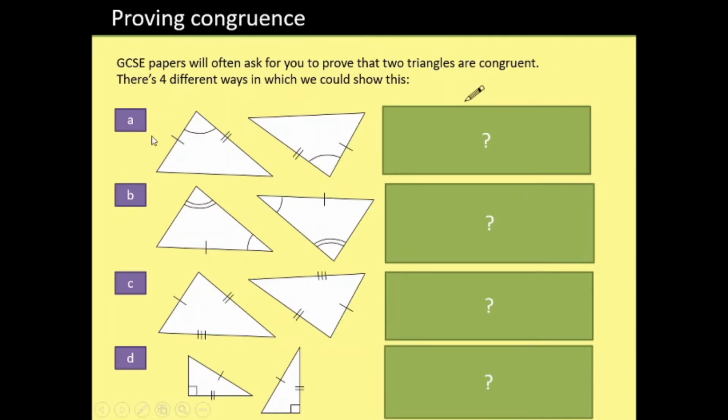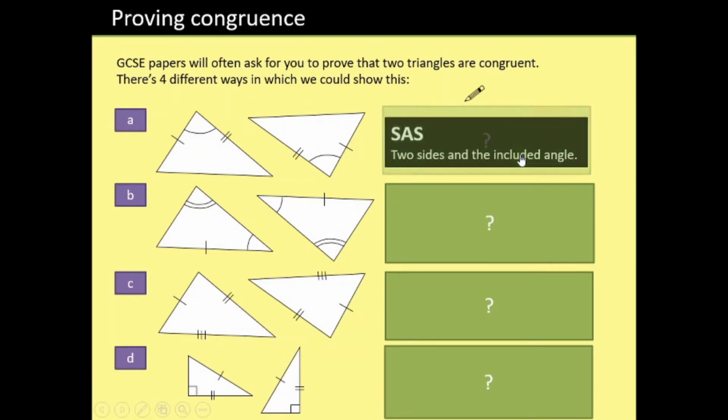So have a look at these and think, which rules are they? Now that one there, if you go clockwise, it goes angle, side, angle. This one here is angle, side, angle. Good. That one there is angle, angle, side, and angle, side, but we don't like angle, angle, side.